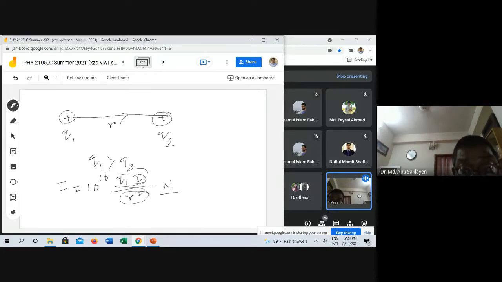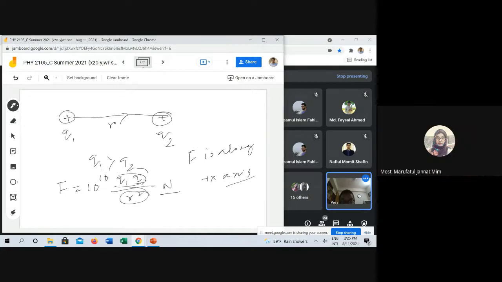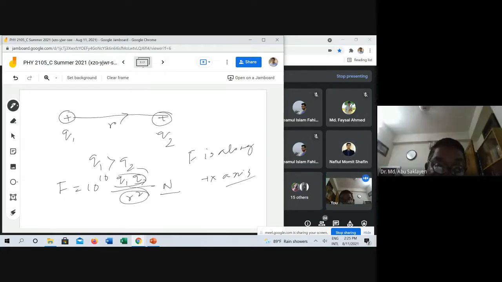The direction of the force is from Q1 to Q2, and if you write or tell in the language of science, the direction of F is along the positive x-axis, right? Positive x-axis, is it? Yes sir, it will be positive x-axis.